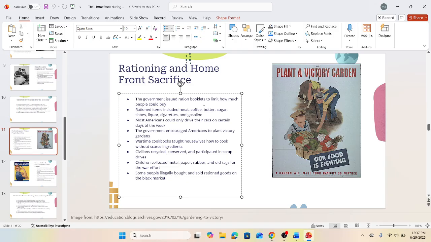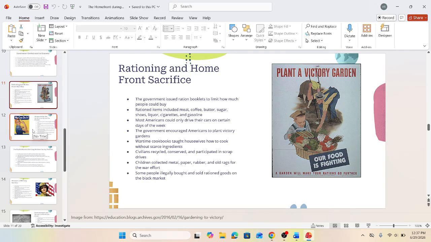People recycled, conserved, participated in scrap drives. Children collected metal, paper, rubber, old rags. And there was even a black market that popped up where people illegally bought and sold ration goods. So it directly affected people at home.